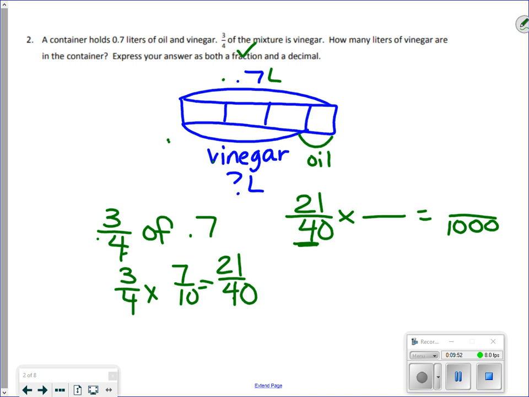How many times could 4 do 100? 25. You see that I was kind of covering up the zeros as I did that, even though you can still kind of see them because it's a smart one. So how many times would 4 do 100? 25. 21 times 25 is 525.